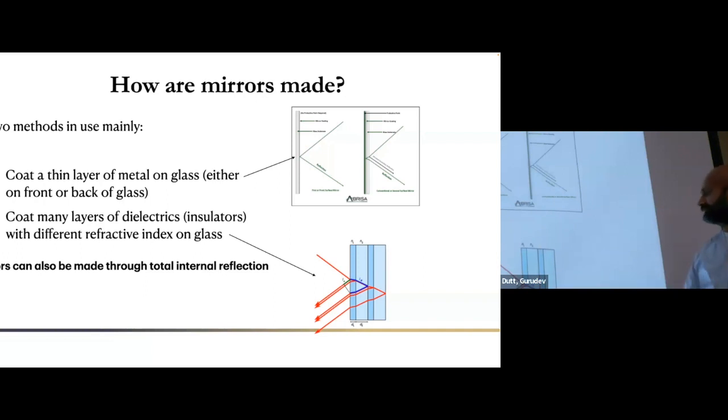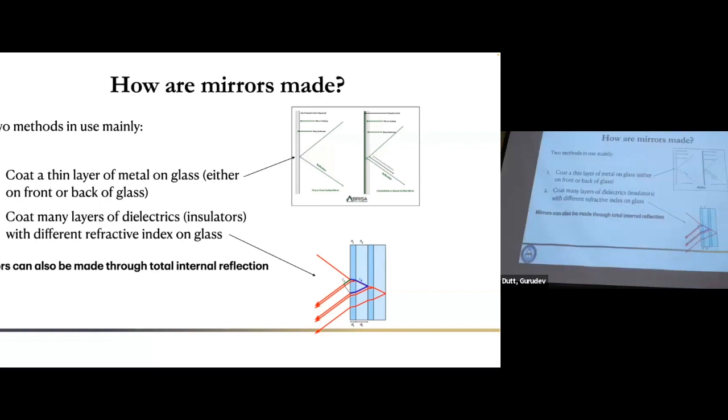But another way in which mirrors are made, which we'll come back to when we discuss interference of waves, is that the mirrors can be made through a process of coating many layers of dielectrics. Even though each individual dielectric only reflects a little bit at that interface, by creating constructive and destructive interference between the rays, we can make it so that all of the light is reflected.